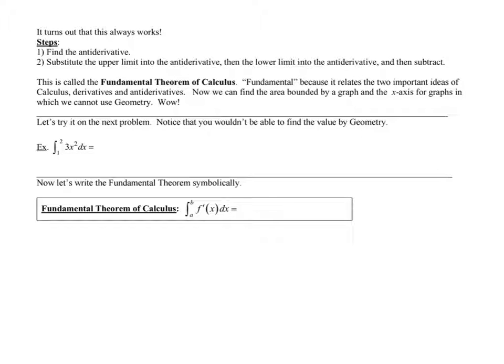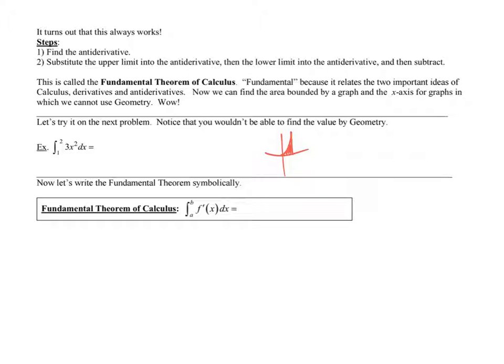And so if we look at this next problem, the integral from 1 to 2 of 3x squared dx, then what I notice is that if I were to graph this, okay, 3x squared is going to look like a parabola, and then graphing from 1 to 2 is going to be this area right here.